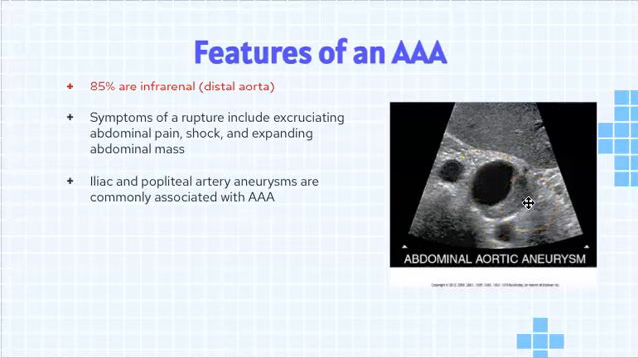We'll go into this in detail a little bit later, but just to get y'all thinking, some symptoms of a rupture include excruciating abdominal pain, shock, and an expanding abdominal mass. Sometimes if a patient has a pre-existing aneurysm somewhere in the aorta, they can have an iliac or a popliteal artery aneurysm as well.